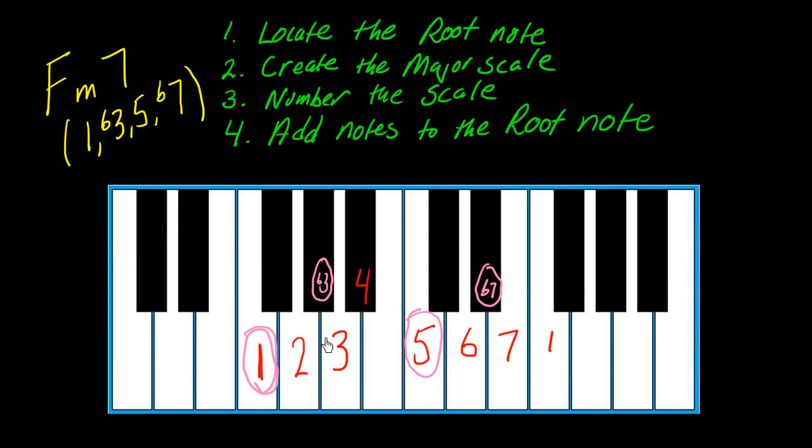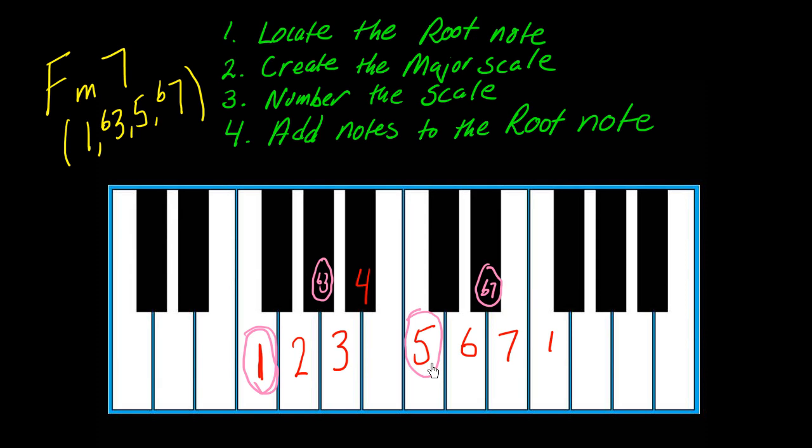Now, here's another thing for you to know. You can play these notes anywhere on the keyboard, and technically you're playing an F minor 7. That means you have the note F. This would be a G sharp.